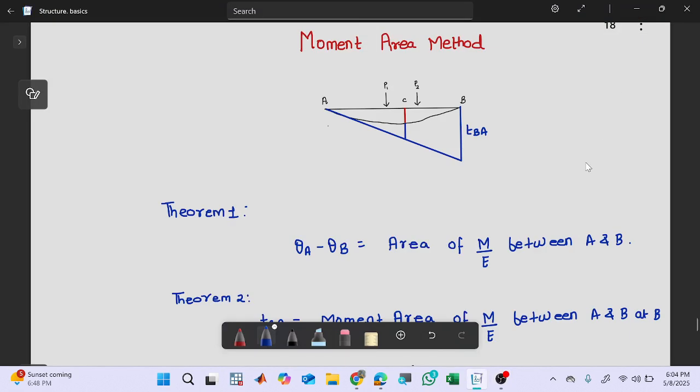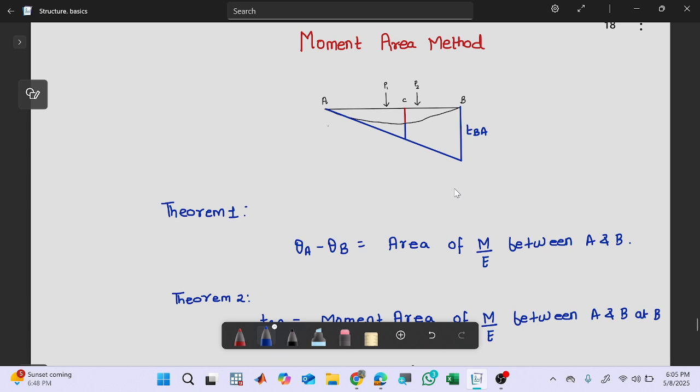Okay, so in this video, I will be explaining the moment area method. The moment area method is used to determine the slope and deflection in any beam. In this method, there are two important theorems that we have to understand.